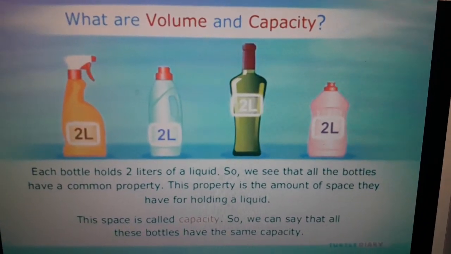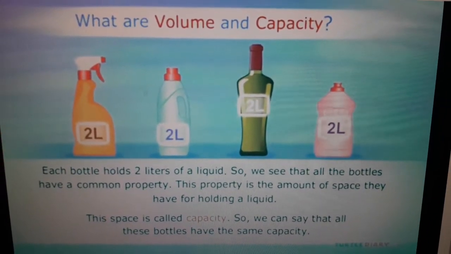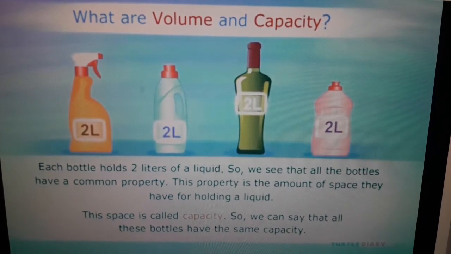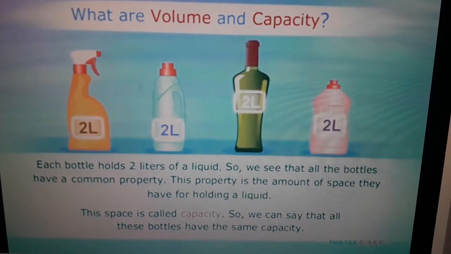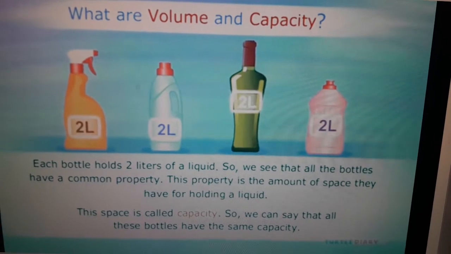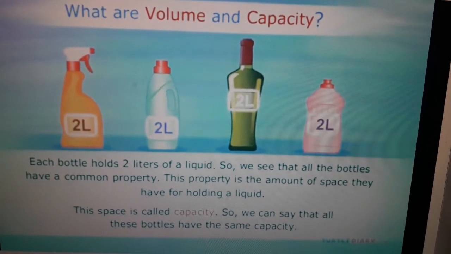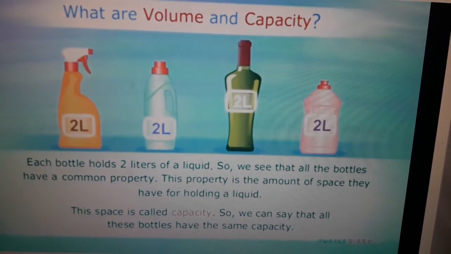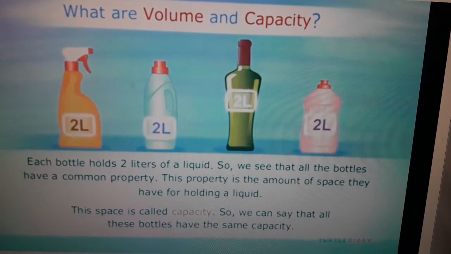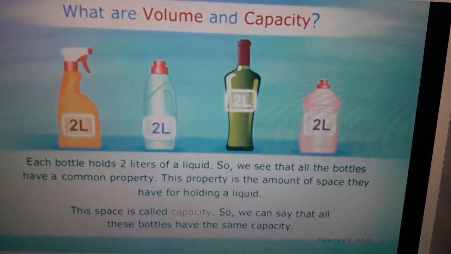Students, what are volume and capacity? Look at these bottles. Each bottle holds 2 liters of a liquid. So we see that all the bottles have a common property. This property is the amount of space they have for holding a liquid. This space is called capacity. So we can say that all these bottles have the same capacity.